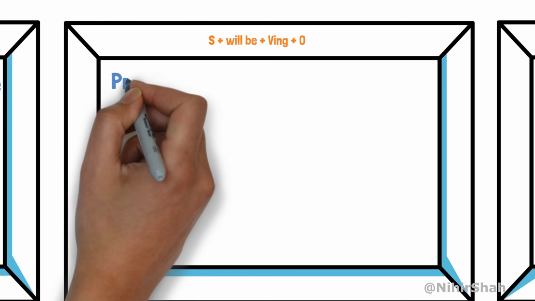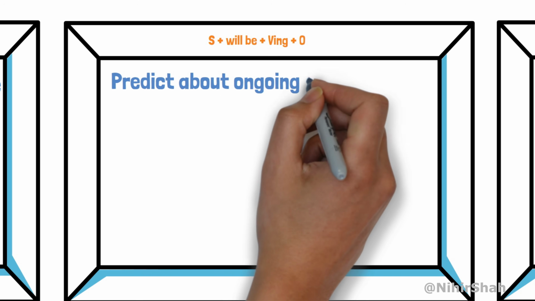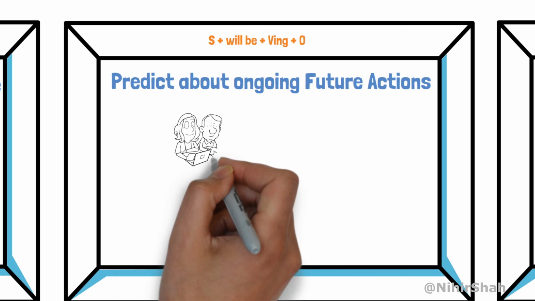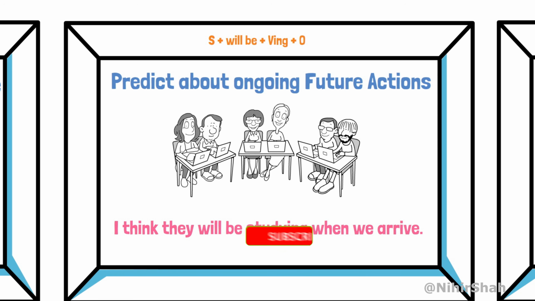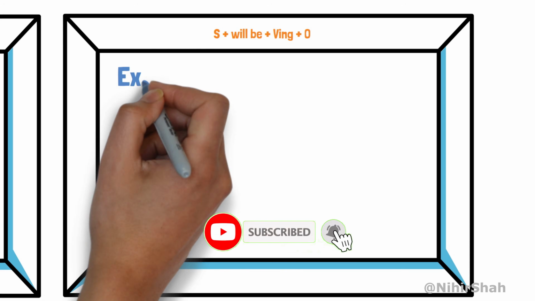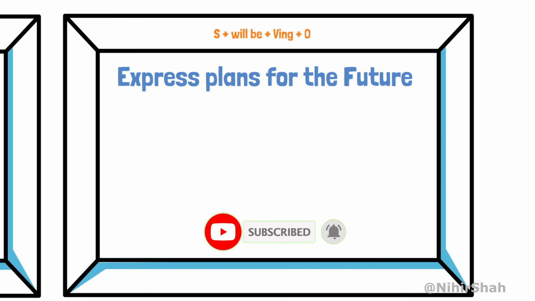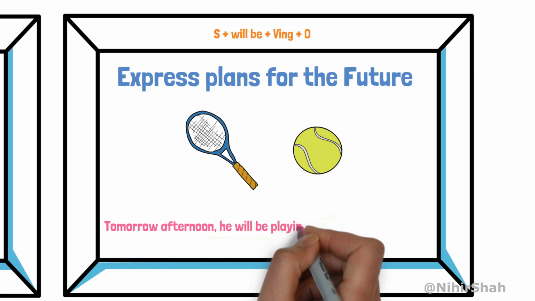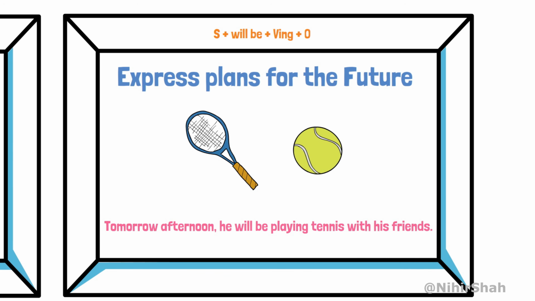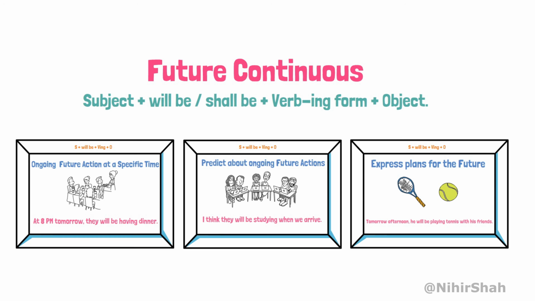Number 2, to predict or speculate about ongoing actions in the future. I think they will be studying when we arrive. And number 3, to express plans or arrangements for the future. Tomorrow afternoon, he will be playing tennis with his friends. This tense is often used to talk about actions that will be happening at a specific time in the future or to express plans or arrangements.